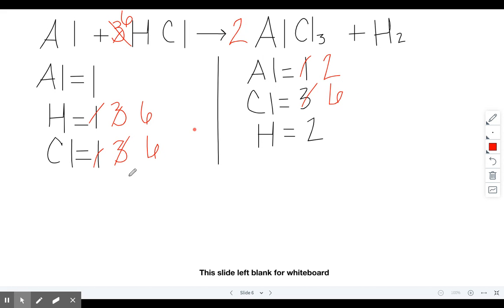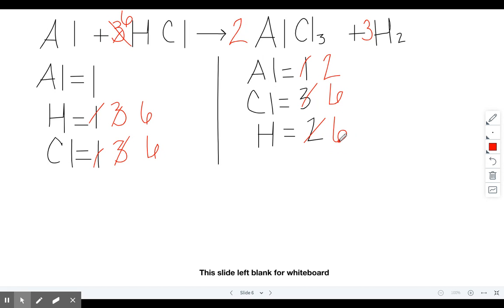Okay, so my chlorine's good, but now I just messed up my aluminum. And my hydrogen's still messed up. So let me go look at my hydrogen. I have 6 hydrogen on the reactants and only 2 on the products. So those 2 atoms, I need to get to 6. So what can I multiply by the 2 to get 6? I can multiply it by 3. So now 3 times that 2. Okay, so now I've got my 6 hydrogen.